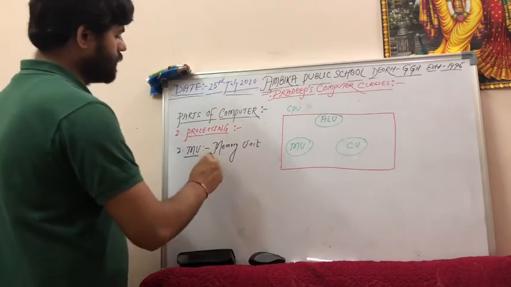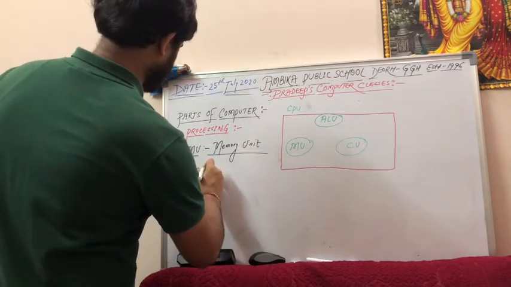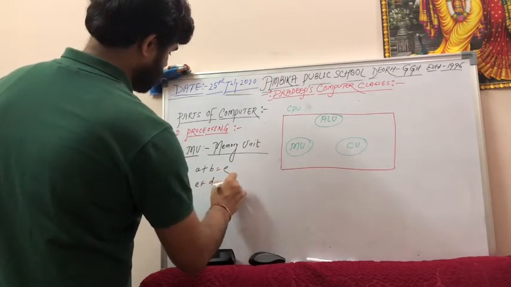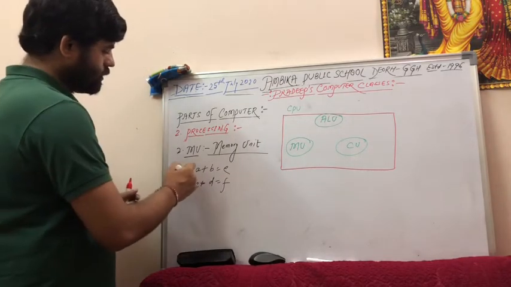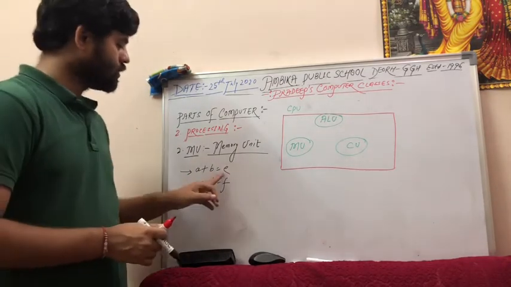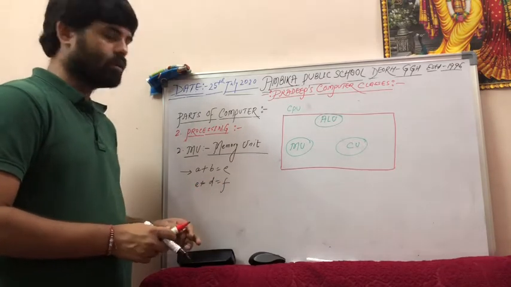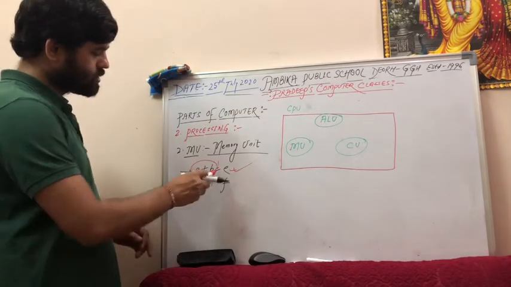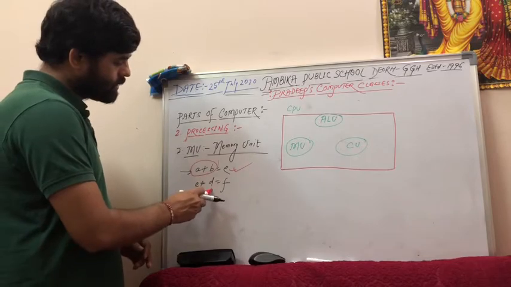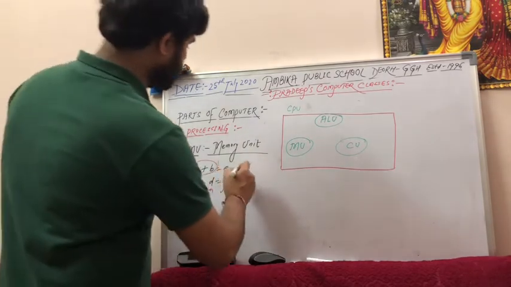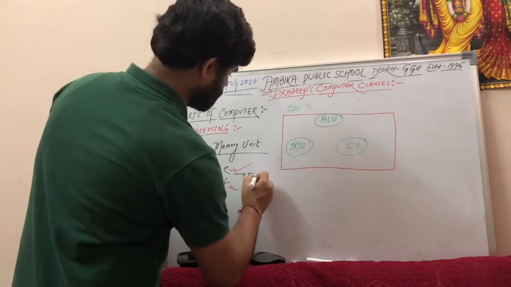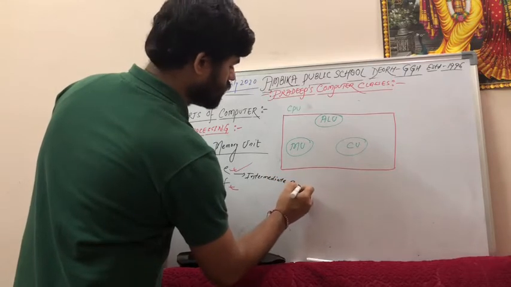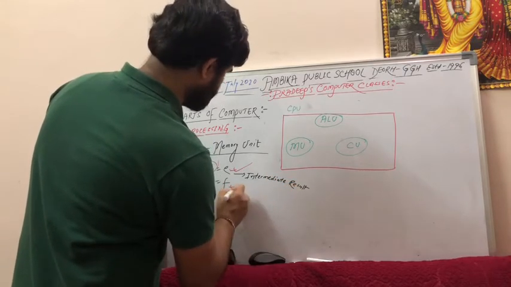Let us say I am giving one question: a plus b equals e, and e plus d equals f. So first is a plus b equals e, and then e plus d equals f. It means when I am solving a plus b, I am getting e, and I have to use this data e, then I will add it to d, then I will get f. So this e is the intermediate result, and this f is the final result.